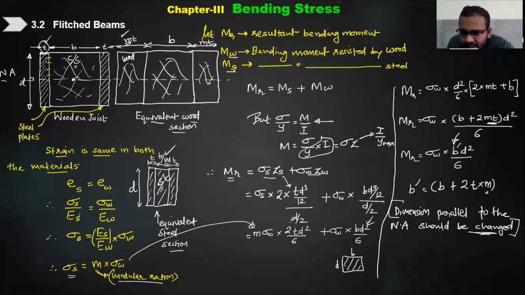Should be changed means whether you should multiply the dimension by modular ratio or divide by modular ratio. Here it depends on from which material to which material you are converting. If you are converting from weaker material to stronger material, then you have to divide by m, and if you are converting stronger material to weaker material, you have to multiply by m. Steel is a stronger material here, which I am converting into wood, so I am multiplying by m, and if I convert this wood section into steel, then I divide by m. This is what we have understood in the last lecture.